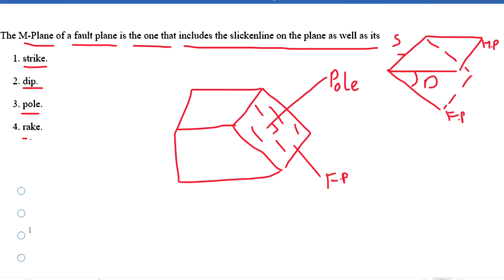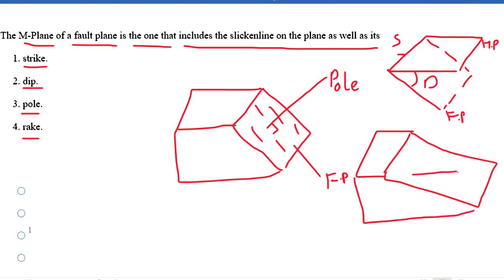And rake, what is rake? Rake is the angle between the strike line and these circle lines on the same plane. Suppose these are our circle lines and this is our strike, and this angle we call a rake. And we call rake a pitch also.